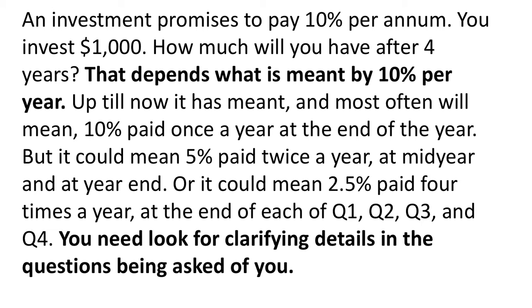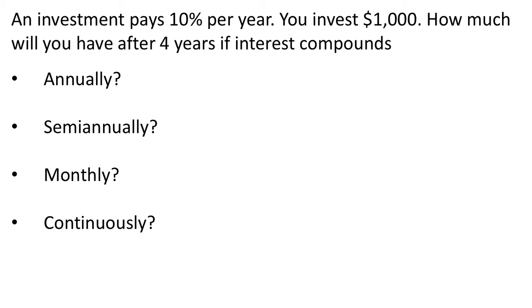Up till now, it has meant, and most often will mean, 10% paid once a year at the end of the year. But it could mean 5% paid twice a year, at mid-year and at year end. Or it could mean 2.5% paid 4 times a year, at the end of each of quarters 1, 2, 3, and 4. You need to look for clarifying details in the questions being asked of you. Now, if there are no clarifying details given, you can assume compounding annually, that is once a year at the end of the year. But if they give you clarifying details, you cannot ignore them. You must use them.